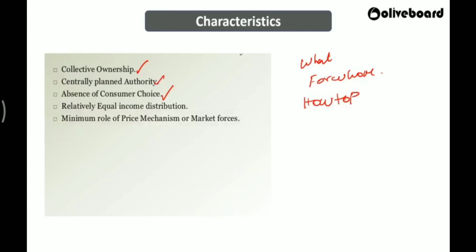Right? Relatively equal income distribution. They claim that they are trying to reduce the gap between haves and have-nots. Guys, equal income distribution means they are talking about the classes of the society. Always there is a gap between the classes. In local language, if I want to tell, rich and the poor. Correct? Rich and the poor. We used to term it as haves and have-nots.